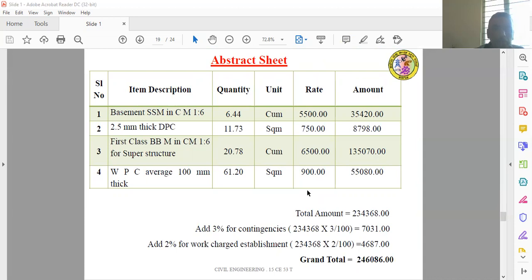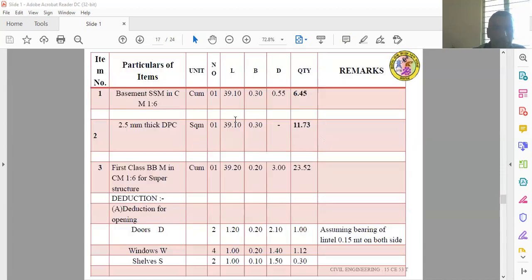After finding all the four quantities, find out how much cost is required for each particular item of work. That means you have to use this tabular column, which is very important for finding the abstract cost of the estimate. Serial number, description of the item, quantity, unit, rate and amount. First write the serial number, then write down the specification of the particular item: basement in size stone masonry in cement mortar 1:6. The quantity obtained from the earlier tabular column is 6.44.